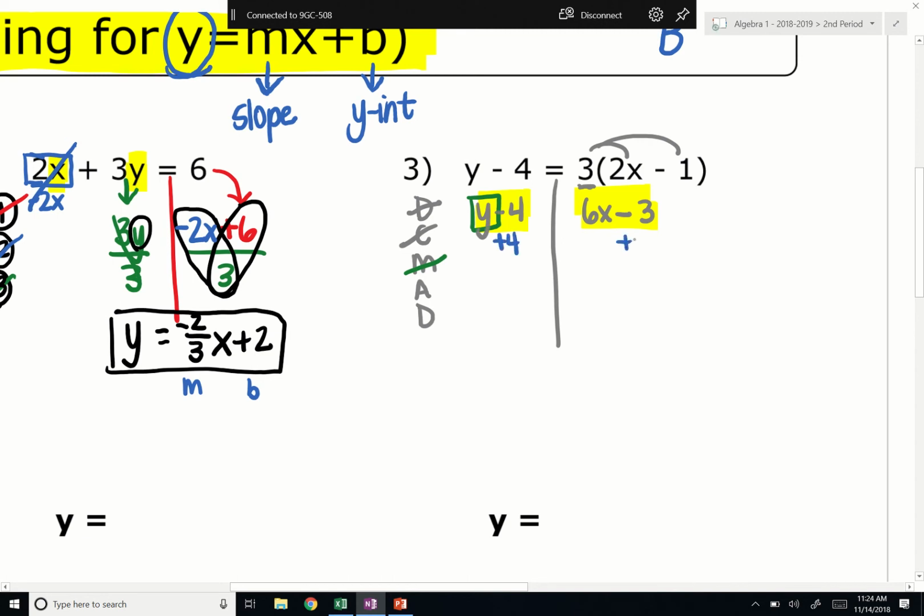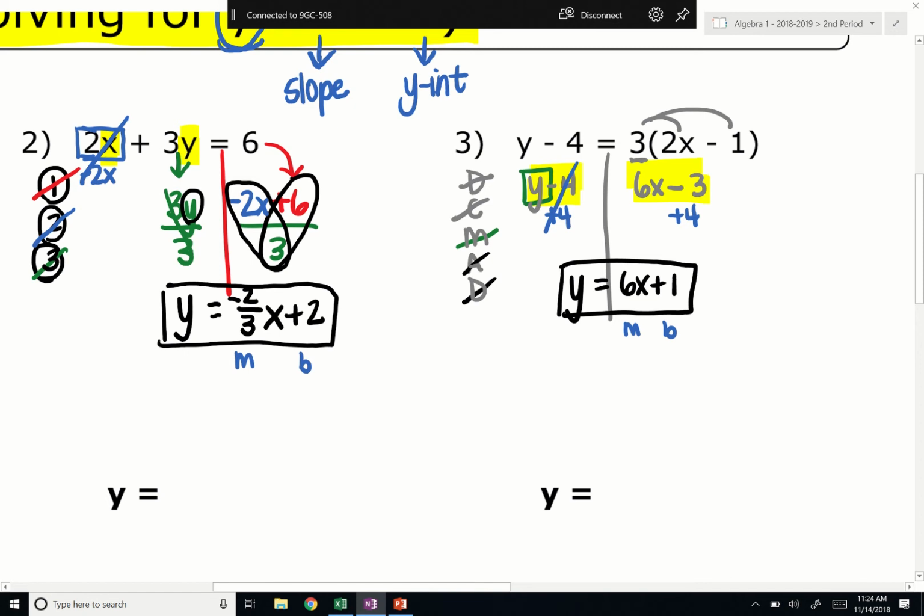Whatever I do to one side, I'm going to do to the other. And that leaves me with y equals what? 6x plus 1. Is there anything to divide? Nope. So I'm done. What's my slope? And what's my y-intercept? Pretty easy? Not too difficult, right?